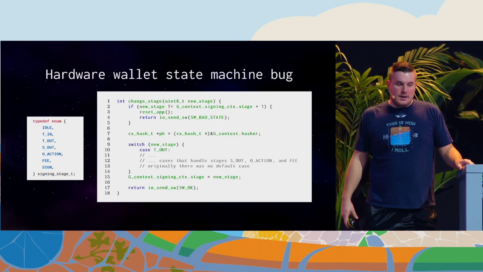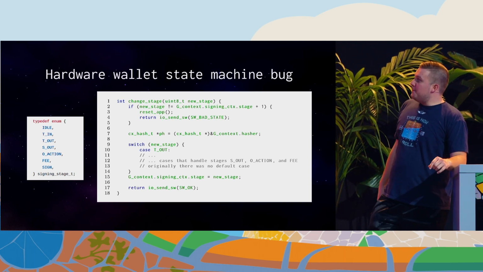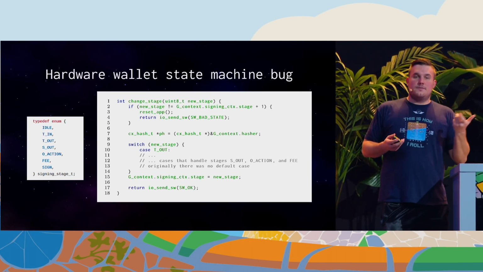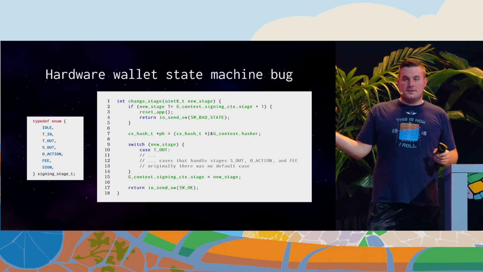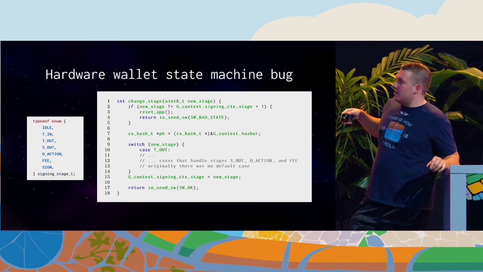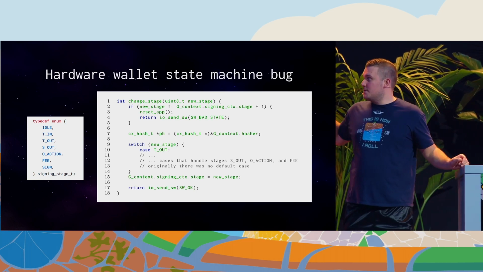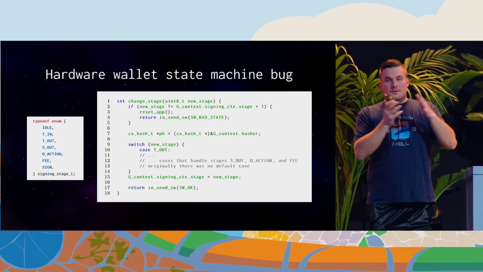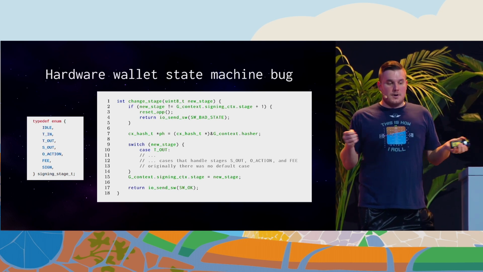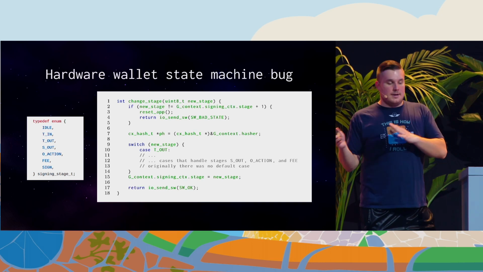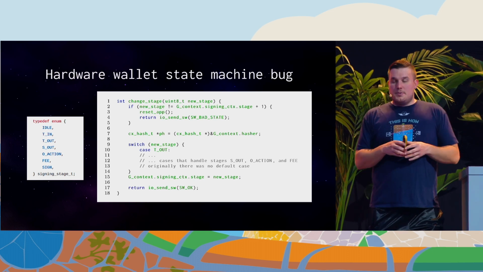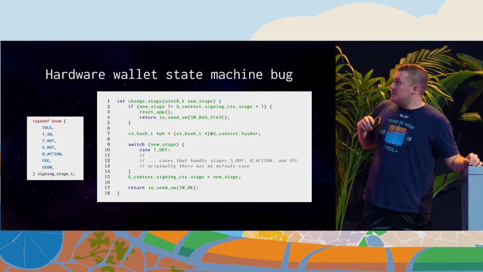I also found a bug in a hardware wallet. So the way the hardware wallet works is the host computer, like your smartphone, or the computer that's talking to the hardware wallet, goes through this process of adding transaction components. So it adds the transparent inputs, outputs, sapling outputs, orchard actions and stuff, and each time it goes to the next stage of the process, it calls this change stage function to tell the hardware wallet, hey, I'm done with this stage, I'm ready to start adding the next components to the transaction.